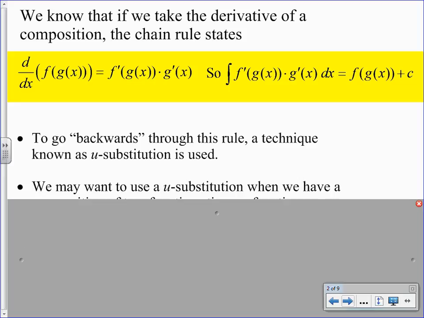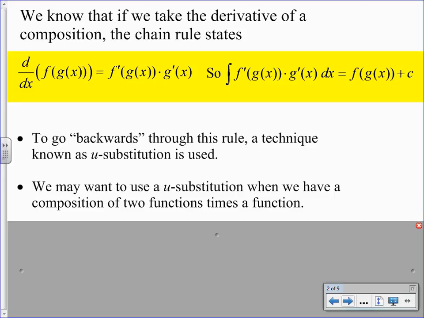The only time we can use substitution is when we have the composition of a function inside of a function times another function, okay? So you'll notice up here, we have the composition times something else. That has to be the case for U substitution to even be an option. And you'll see why when we get to the examples.